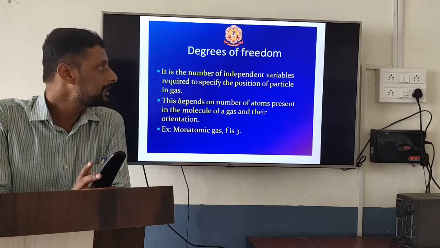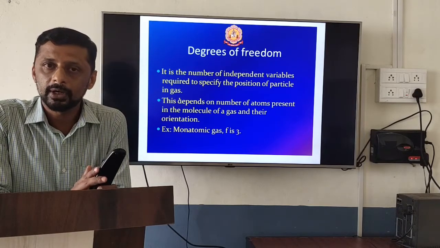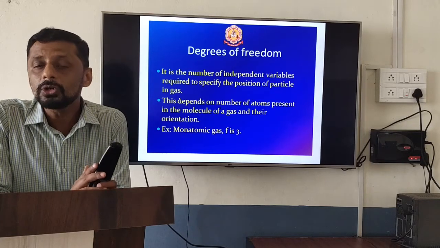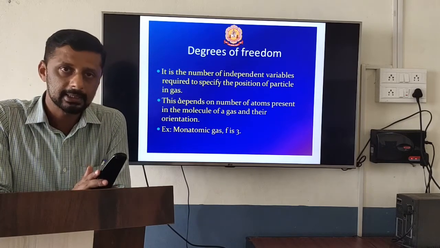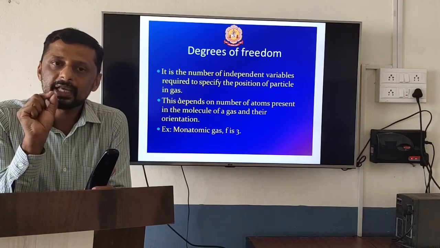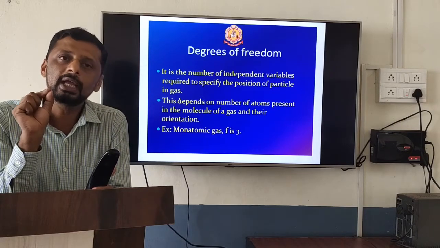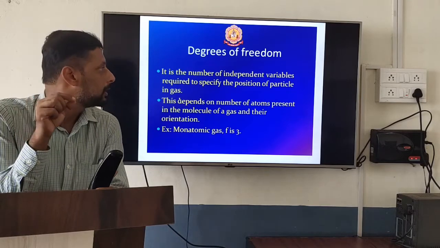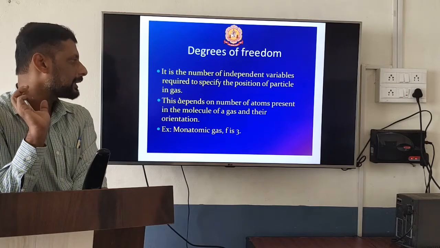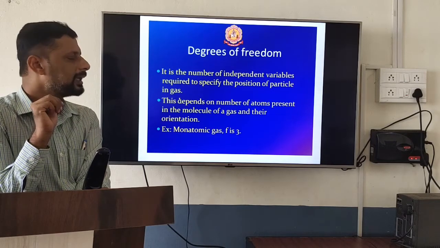That Cartesian coordinate system is nothing but what? Degrees of freedom. It is the minimum number of independent coordinates required to specify the position as well as motion of a gas molecule in space. I repeat once again, it is the minimum number of independent coordinates required to indicate the position as well as what? The motion of a gas molecule in space. So it is the number of independent variables required to specify the position of a particle in gas. This depends upon the number of atoms present in the molecules of a gas and also their orientation.